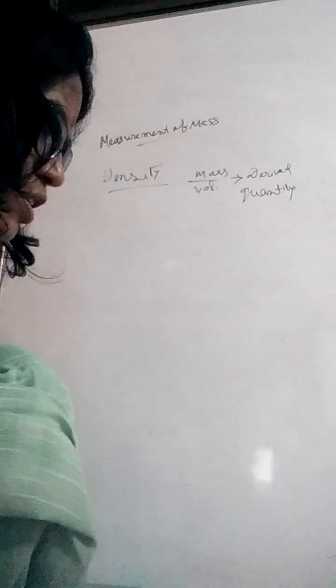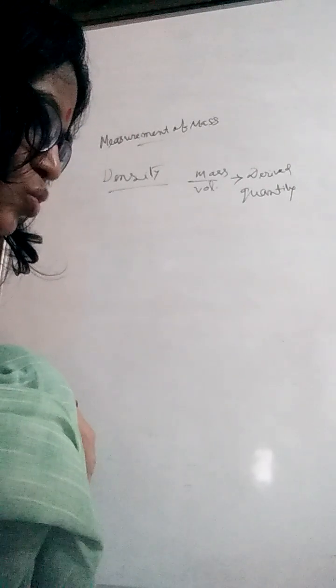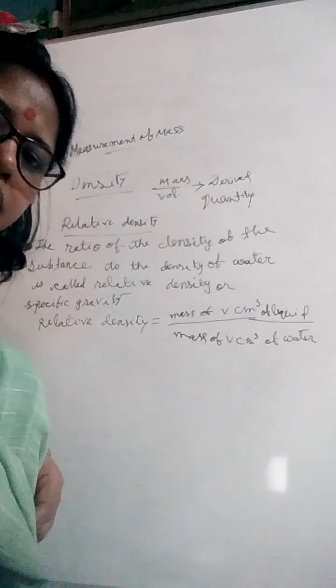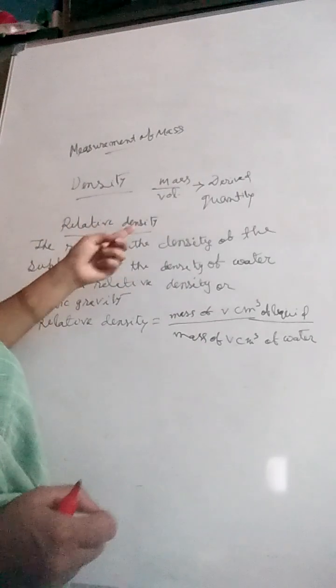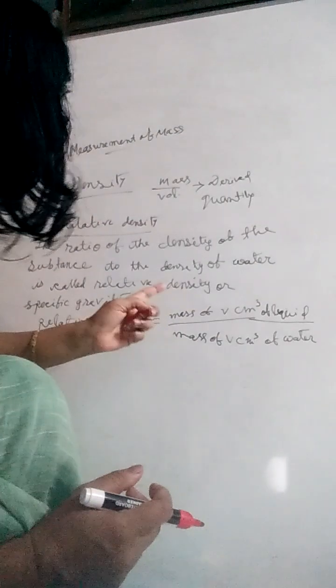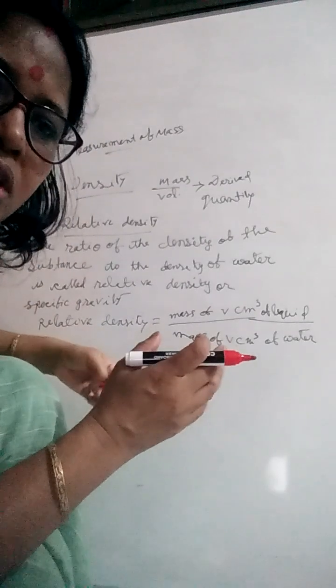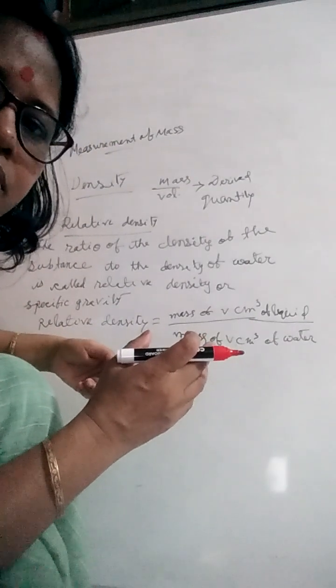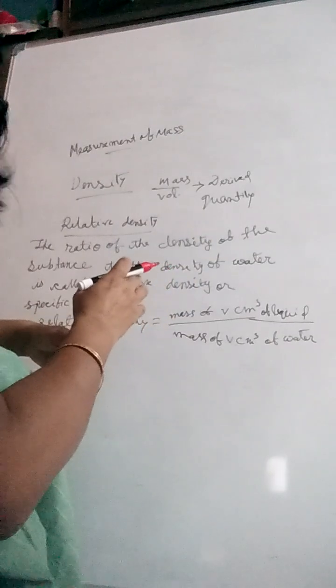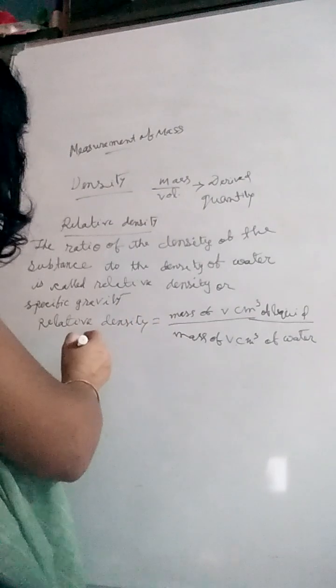Now what is relative density or specific gravity? The ratio of the density of a substance to the density of water is known as relative density. Now write the definition. What is relative density or specific gravity? The relative density of an object is the ratio of the density of the object to the density of water. That ratio is known as specific gravity, or relative density.